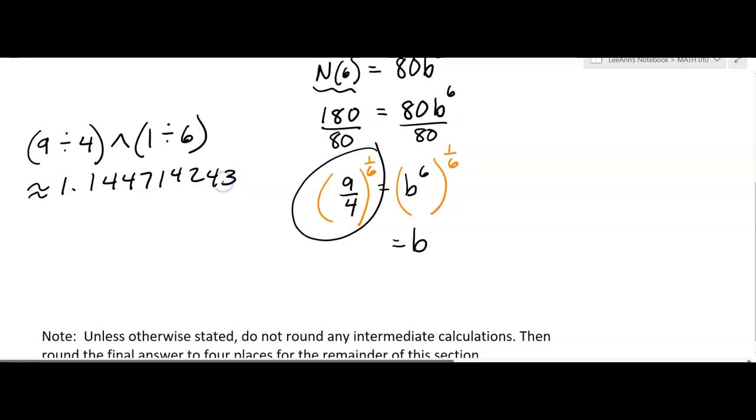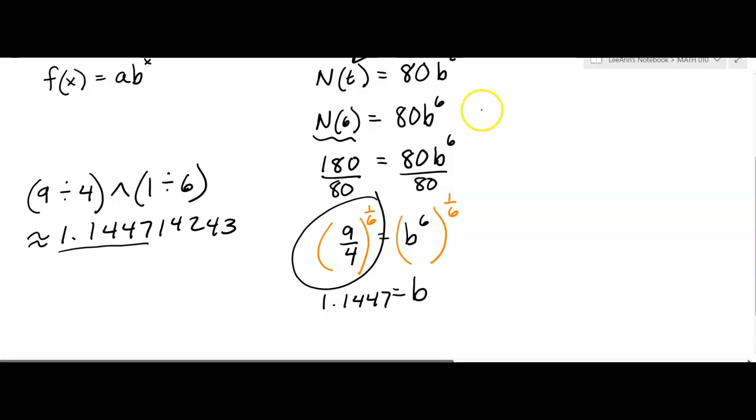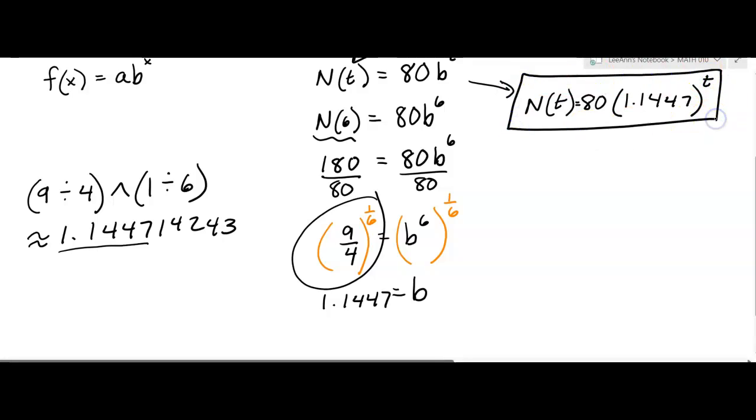1.144714243. That's what my calculator is showing. And I'm going to go to 4 decimal places, so my b would be 1.1447. My model then is going to say N(t) equals 80, and then my b I just figured out is 1.1447 to the power of t. And then I could predict what I think the deer population is going to be in 2030, or whenever I want to know how many deer there are.